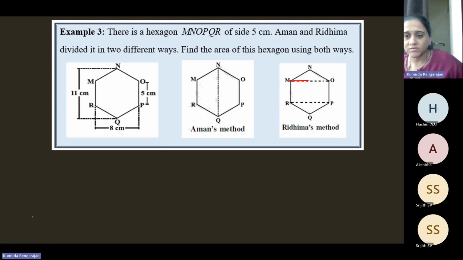So the base of the triangle is 8 centimeters and the height is 3. The length of the rectangle is 8 and the breadth is 5. Same for this triangle also, the base is 8 and the height is 3.